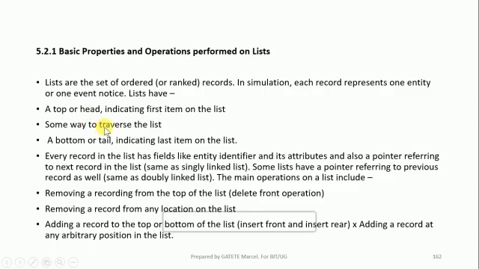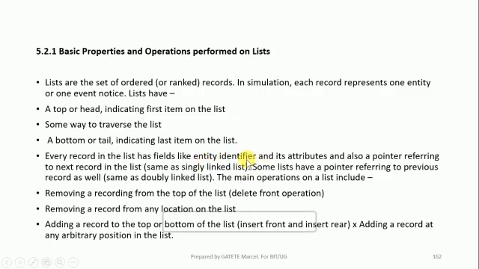There may be some way to traverse the list, some way to navigate inside the list. We also have a bottom, or tail. The bottom means the last item, the last customer. The 100th customer will be at the bottom, or tail. Every record in the list will have fields. Each customer will have a customer name, customer account number, address, and so on. Every record also has a field like an identifier.